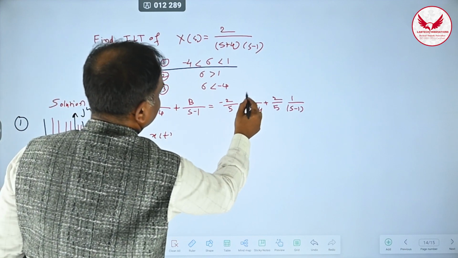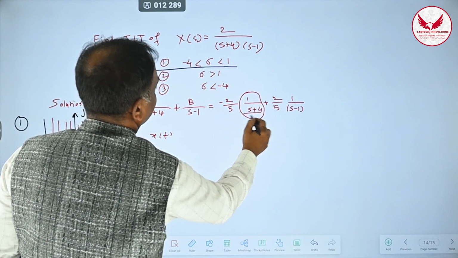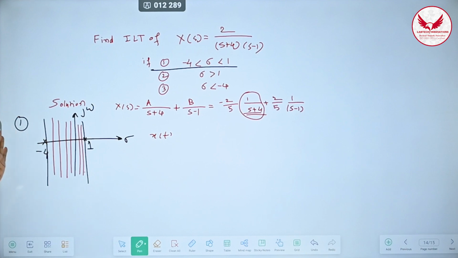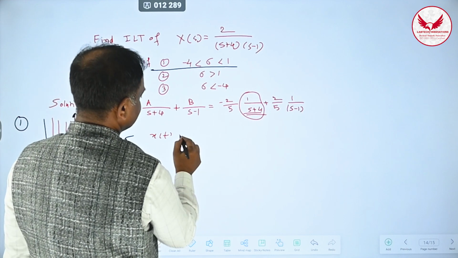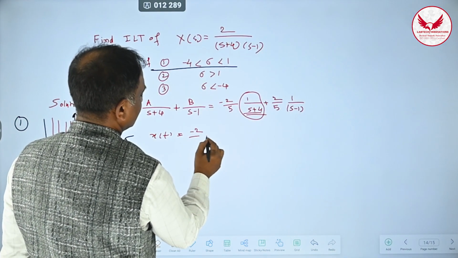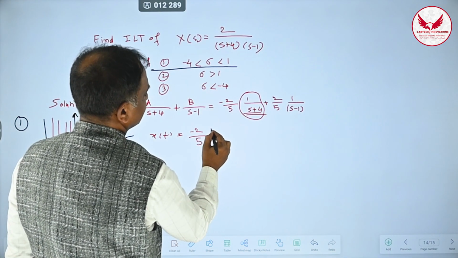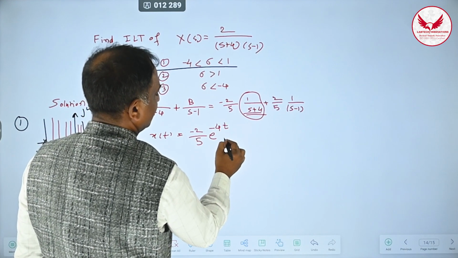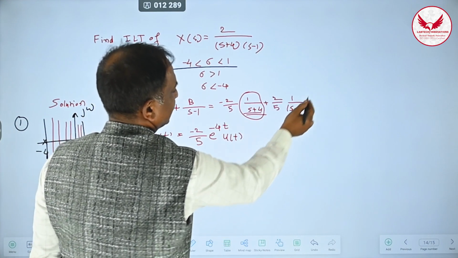For the first term, the pole is located at s equal to minus 4, and for this signal the ROC is to the right-hand side. If the ROC is to the right-hand side, then it is a right-handed signal, that is, a causal signal. So its inverse Laplace transform is minus 2 upon 5 into e raised to minus 4t into u of t.